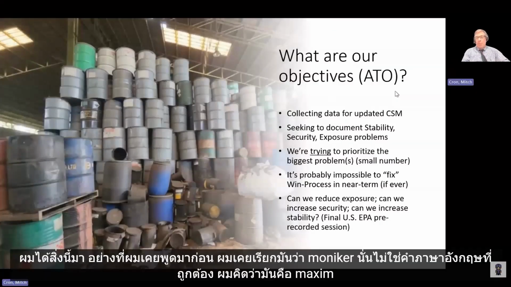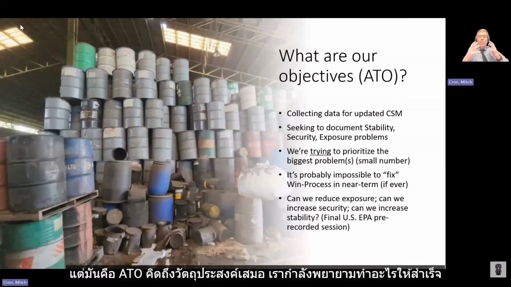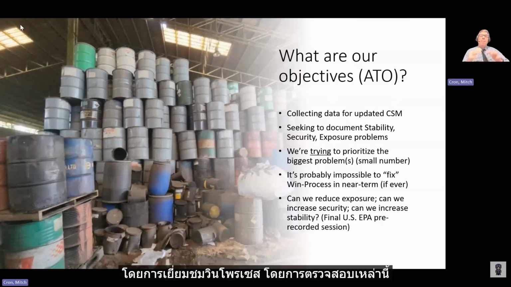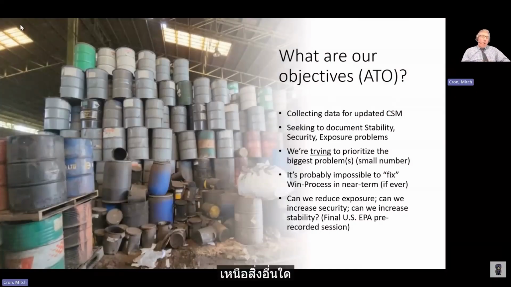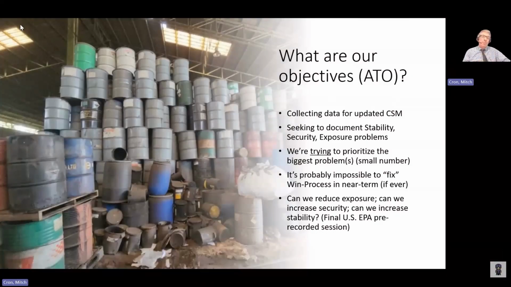Like I've said before, I used to call it a moniker. That was not the right English word to use. I think it's a maxim, but it's ATO: always think objective. What are we trying to accomplish by visiting wind process, by performing these inspections? Well, above all, we're trying to collect data. We're trying to collect new information to update our conceptual site models.